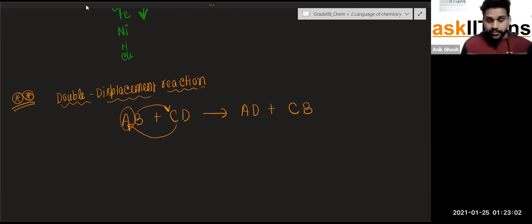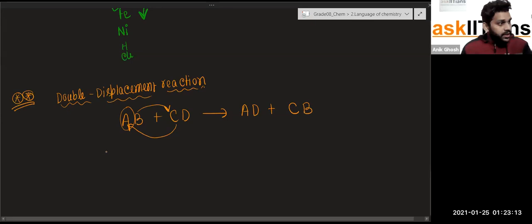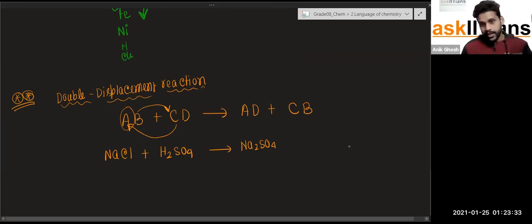So the same thing is happening over here. Let's just give you some examples. So if I have, let's say, NaCl reacting with H2SO4, and if I get Na2SO4 plus HCl as a product, then that is a double displacement reaction, DD reaction.